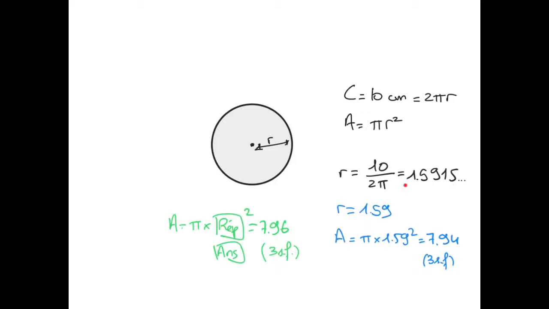If you have an intermediate result like r here, just keep as many digits as you can to get the most accurate possible answer. And just to finish, if you really want to keep the best accuracy possible, you can leave r in its exact form, in terms of pi, as 10 over 2 pi. And so this means that here you could get the area as pi multiplied by (10 over 2 pi) squared. And if you type this in your calculator, you get maximum accuracy, which is again here 7.96, correct to three significant figures.